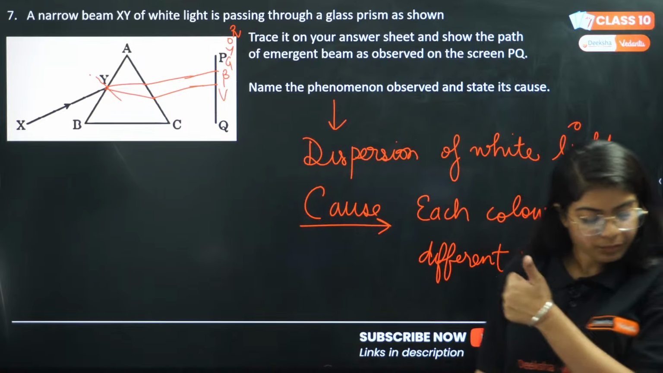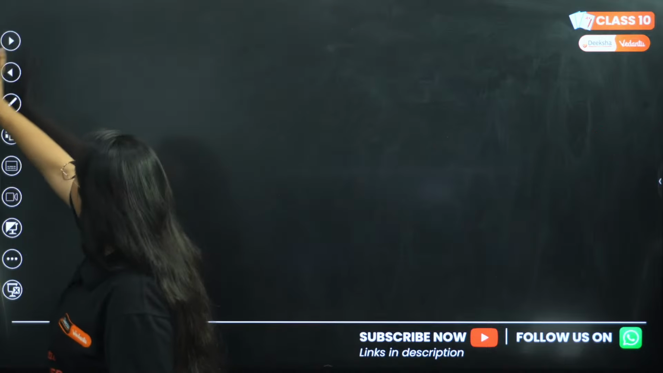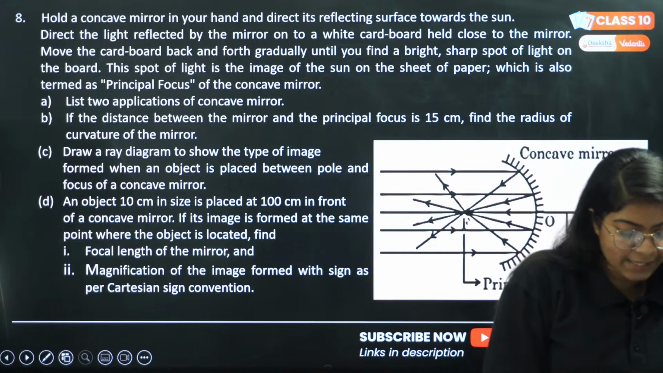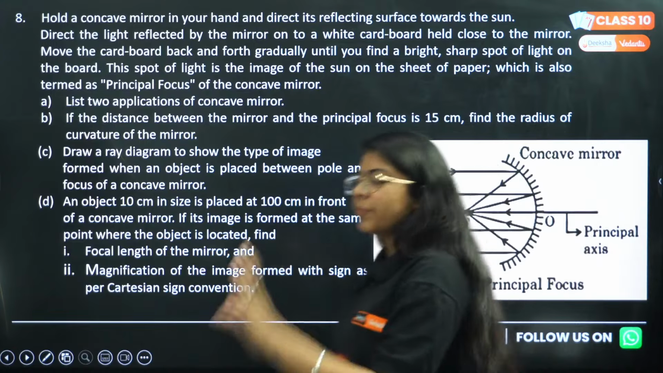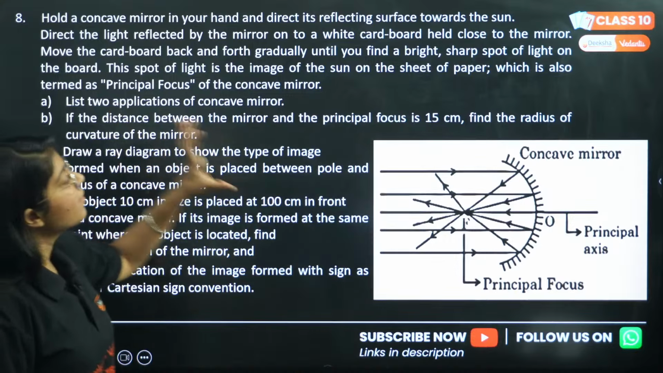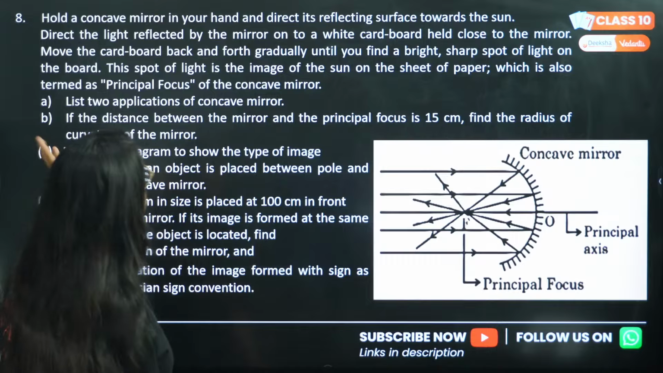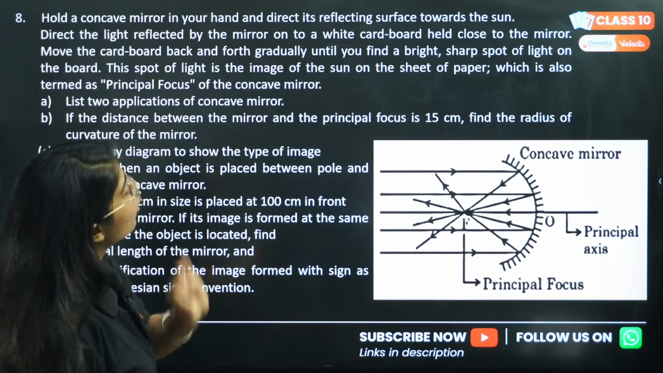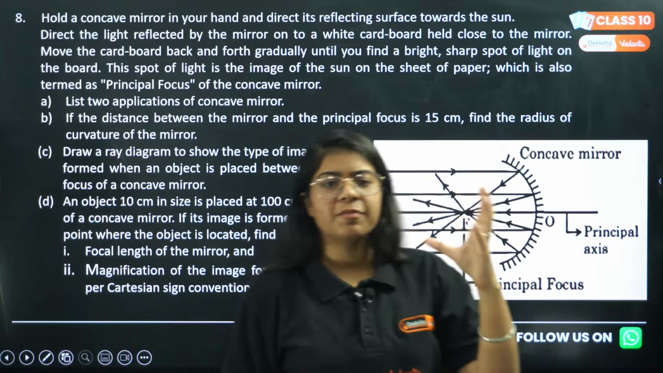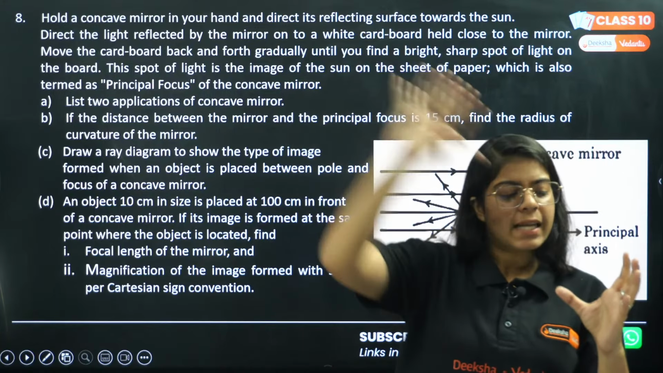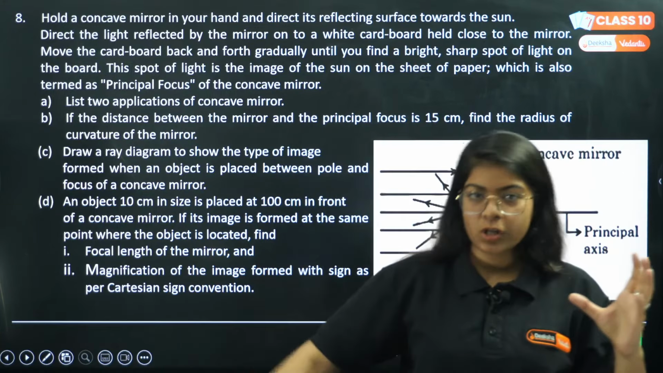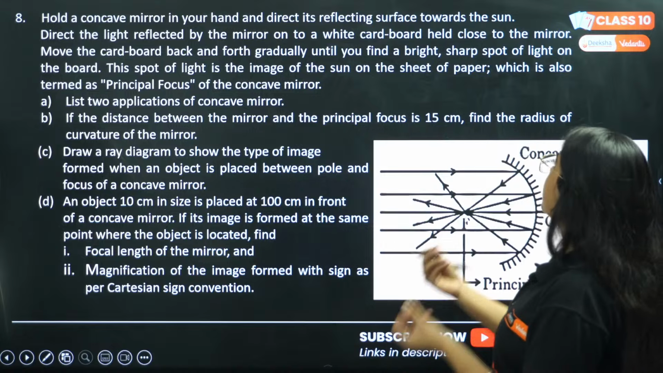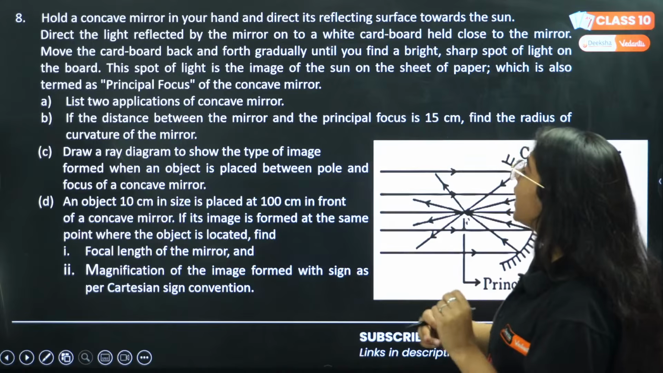The next question, which is the 8th question, we are already at 8. Big question. This requires a bit of time, so listen carefully. Hold a concave mirror in your hand and direct its reflecting surface towards the sun. Direct the light reflected by the mirror onto a white cardboard that is held close to the mirror. So we have a concave mirror pointing towards the sun, and the light that is reflecting is getting focused on a cardboard. Move the cardboard back and forth gradually until you find a bright sharp spot of light on the board. The spot of light is the image of sun.